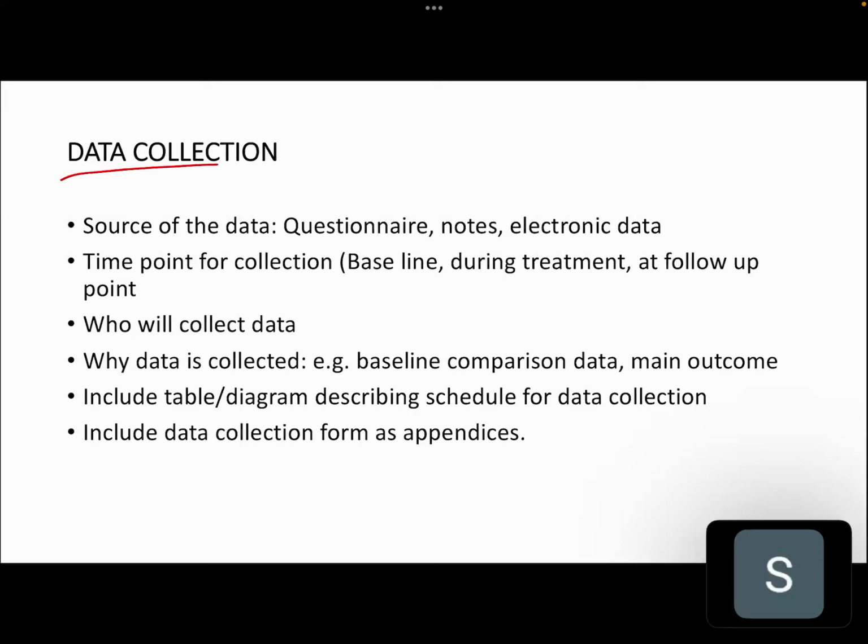Data collection: how the team will be collecting the data should be written in the protocol, like how they will be developing a case report form. A questionnaire is there. Time of collection, when they will be collecting the data. The flow chart is going to help you.